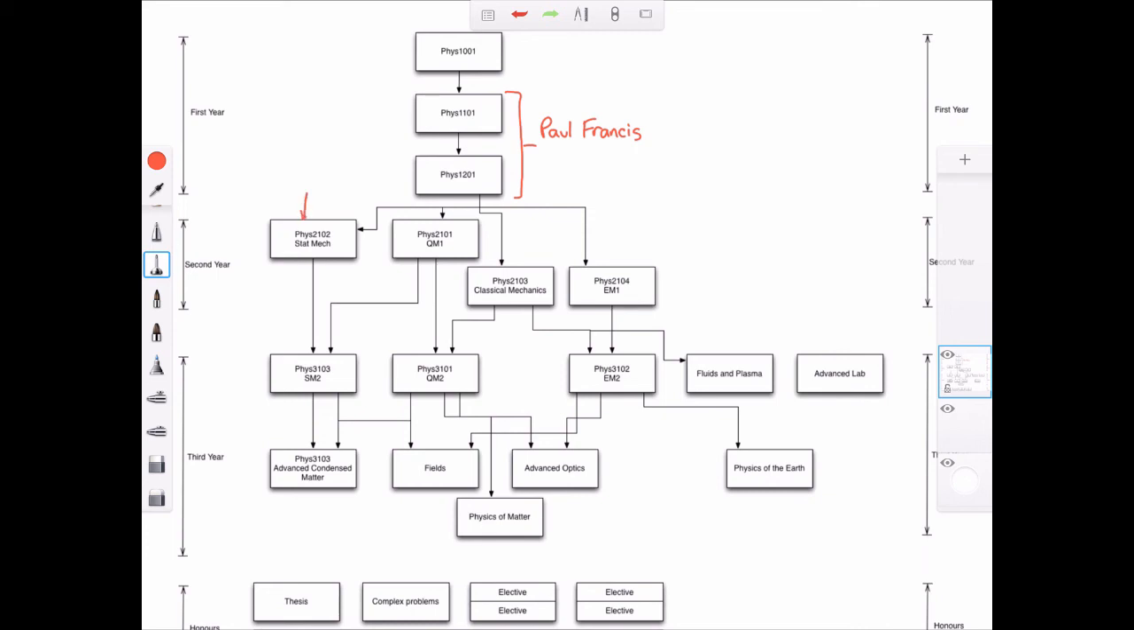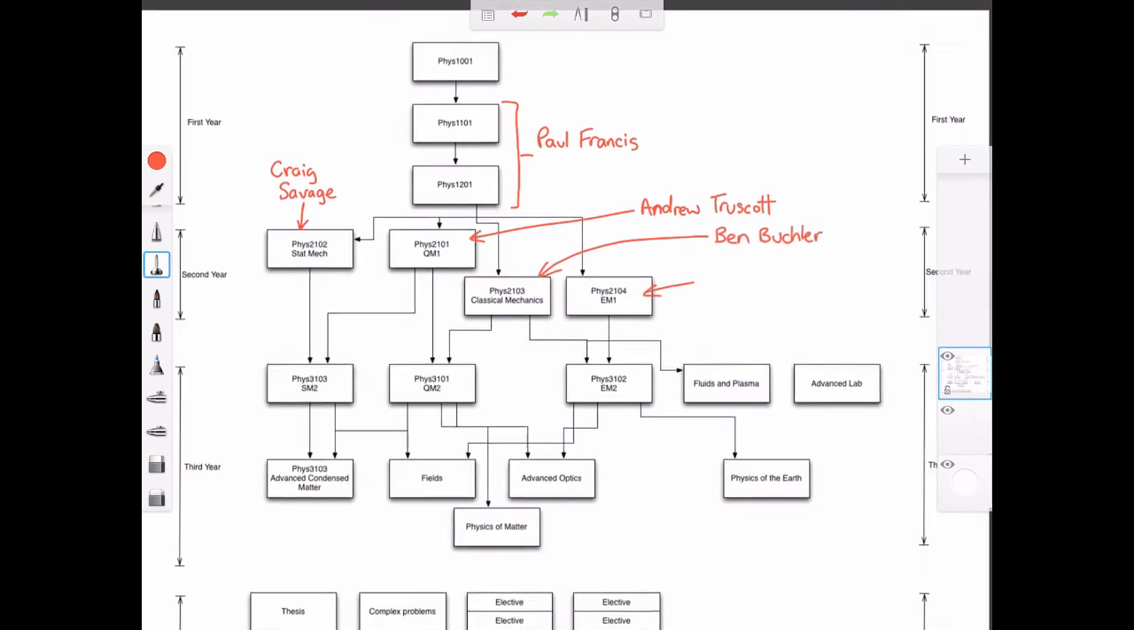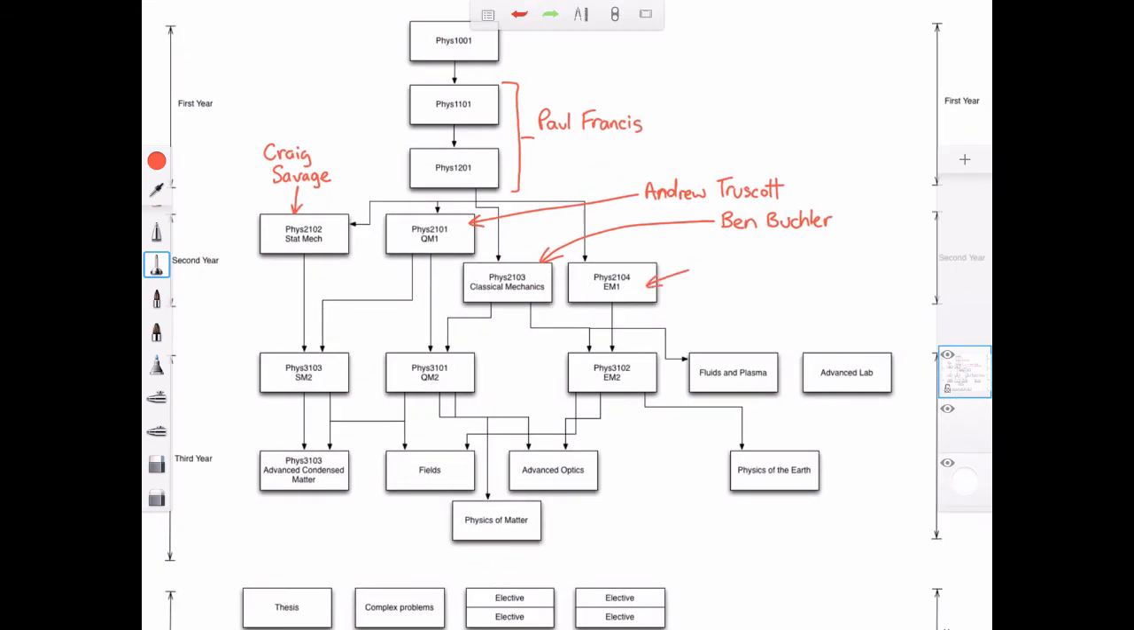Second year statistical mechanics course is going to be run by Craig Savage. The second year quantum mechanics course, the course convener is Andrew Truscott. The classical mechanics at second year is essentially replacing the waves and optics, and so that will be Ben Buchler. The electromagnetism is going to be Cormac Core, and so we haven't changed anything at this point. These are just the people who are currently coordinating those courses. This may change over time, of course. People might come in and out, but we will do an official handover if that happens.